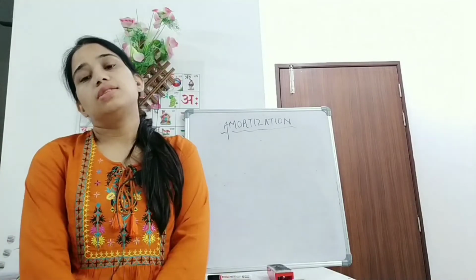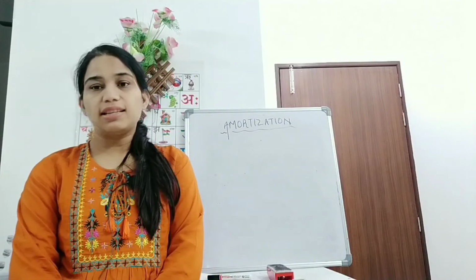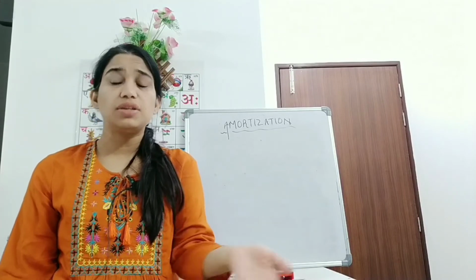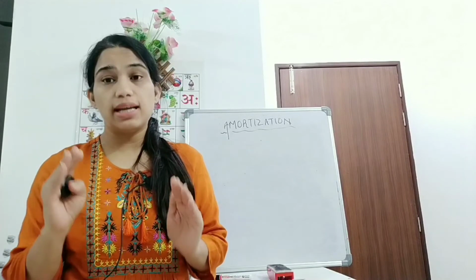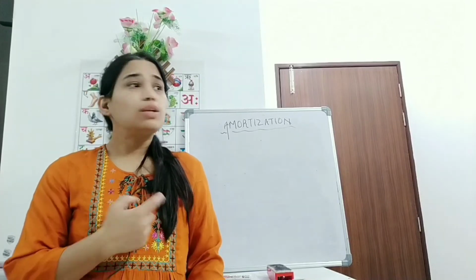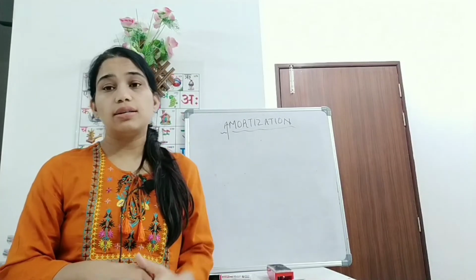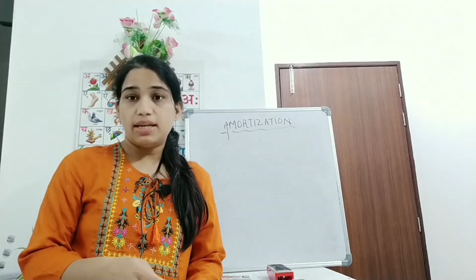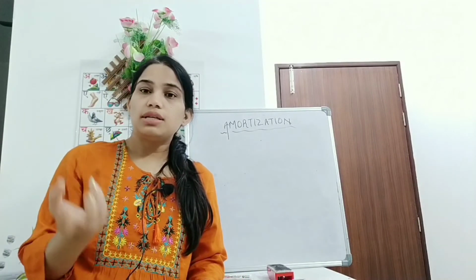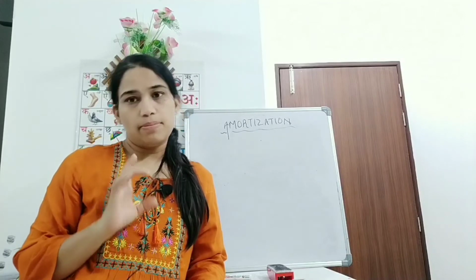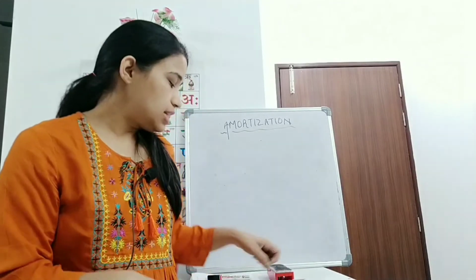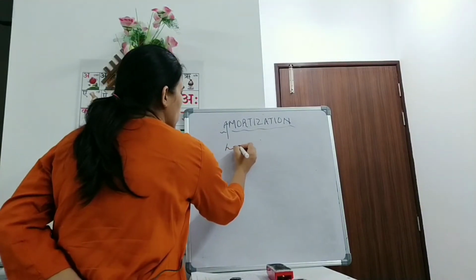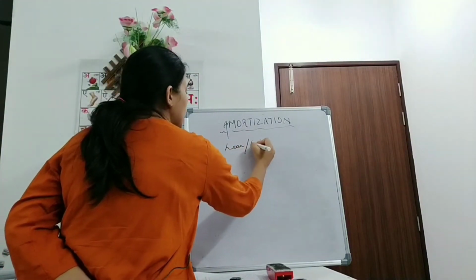Now what is the term amortization? We are discussing the difference between depreciation and amortization. We are already done with depreciation. Now we will see what is amortization. When you Google this word amortization, what are you going to get? This is to make regular payments. Amortization is to make regular payments. But one thing, amortization is related with any kind of loan and intangible asset.